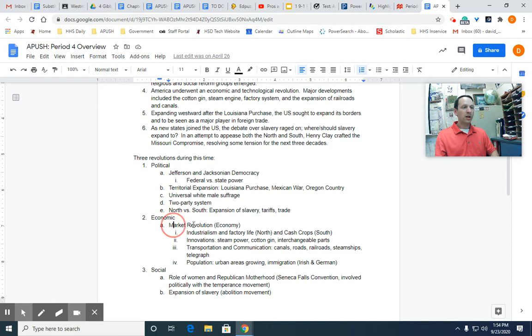Economically, we have something called the market revolution. Industrialism, there's factory life in the north, like the Lowell factory system. Women are going to work in greater numbers than ever before. Cash crops in the south. Cotton becomes king during this time period. It is America's number one export. It's our greatest source of revenue as a country. Innovations like steam power, the cotton gin, interchangeable parts. We are at the forefront of technological change during this time period.